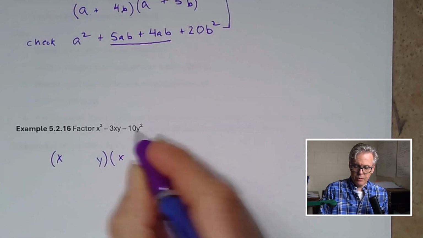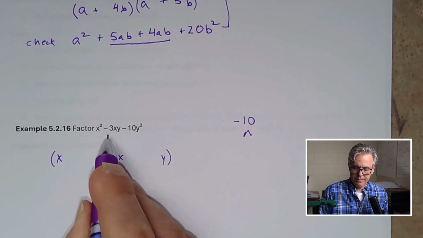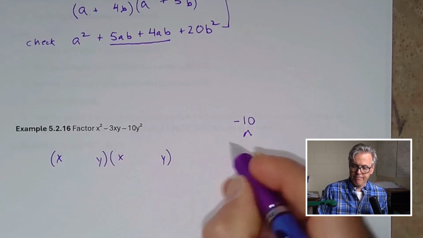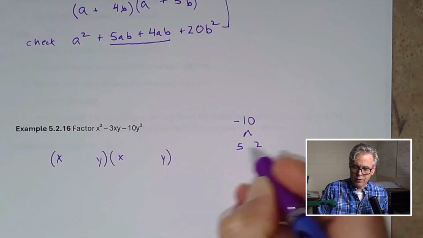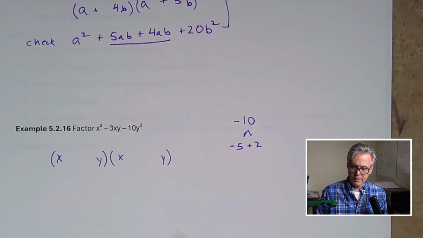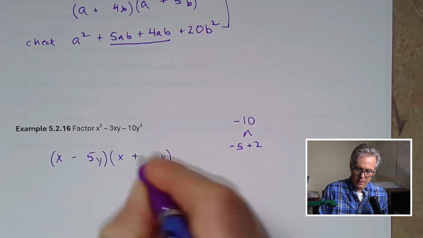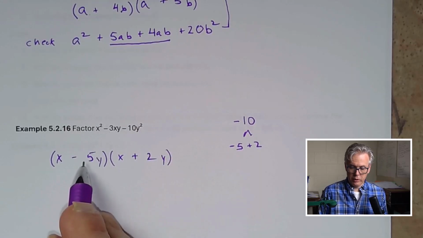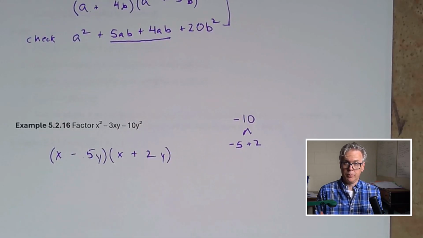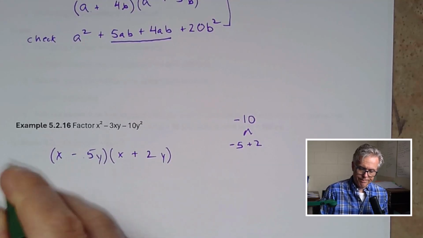So now let's go ahead and look at the minus 10. How do I factor minus 10 where I get a negative 3? Well, 5 and 2 if the 5 is negative and the 2 is positive. So minus 5 plus 2. And we could have put plus 2 minus 5. Remember, multiplication is commutative.